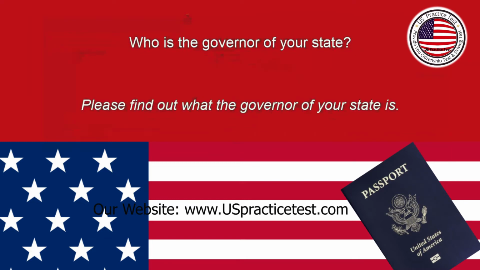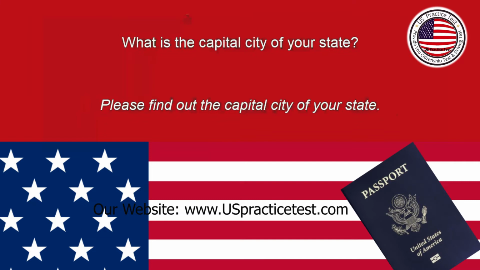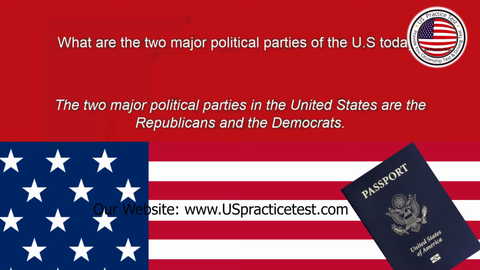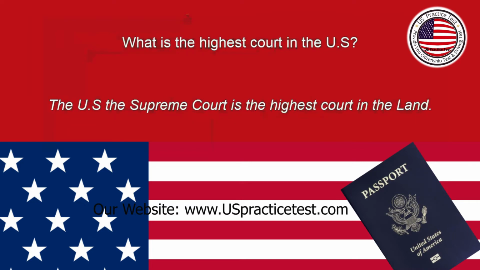Who is the governor of your state? Please find out who the governor of your state is. What is the capital city of your state? Please find out the capital city of your state. What are the 2 major political parties of the U.S. today? The 2 major political parties in the United States are the Republicans and the Democrats. What is the highest court in the U.S.? The Supreme Court is the highest court in the land.